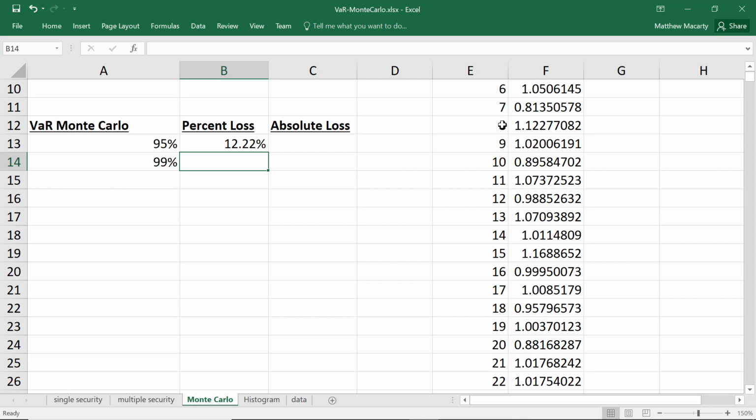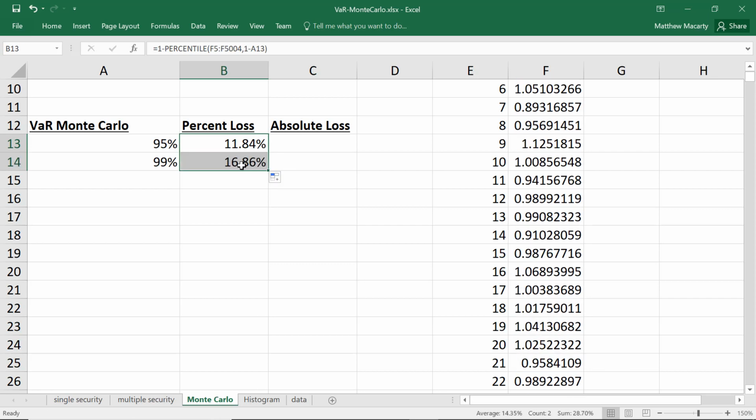I'm going to repeat the same process for the 99th percentile. I'll just copy the formula down. And we can see there, to move out another 4% to be that much more comfortable, we lose almost 17%. So again, if you understand value at risk, we're saying that as a downside risk, this is what we're pretty comfortable saying is the worst possible case. It does actually stop at the 99th percentile, so we don't know what happens out beyond there.